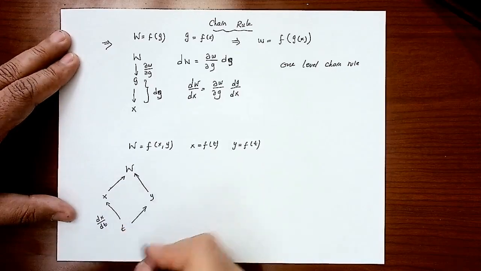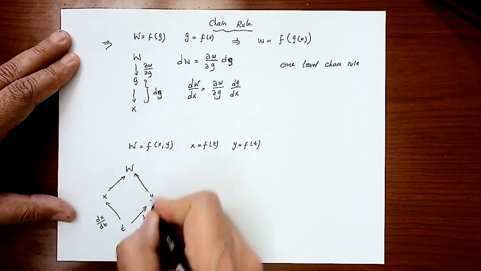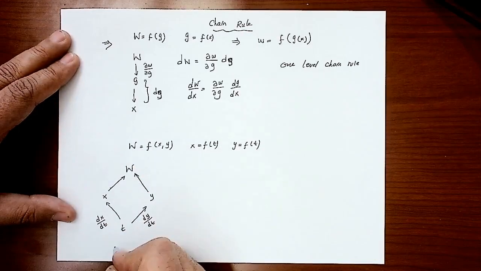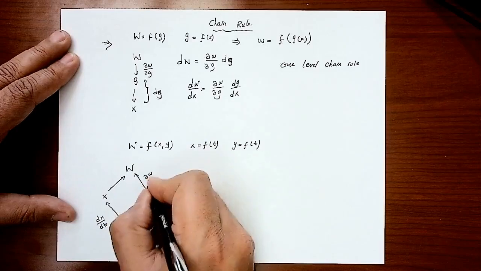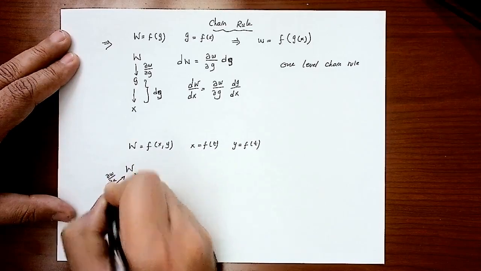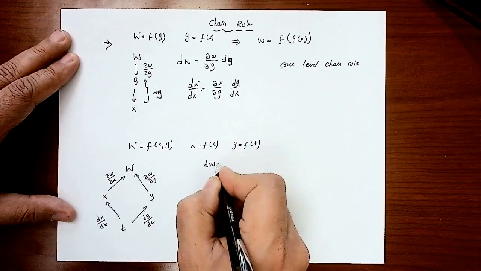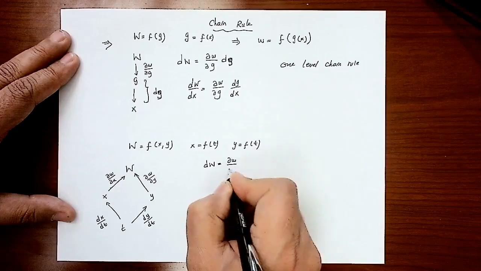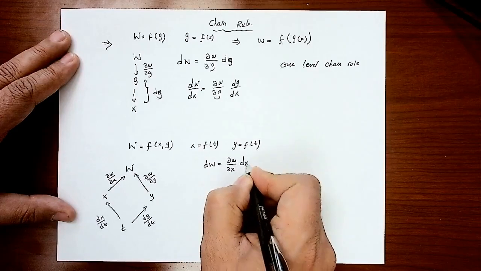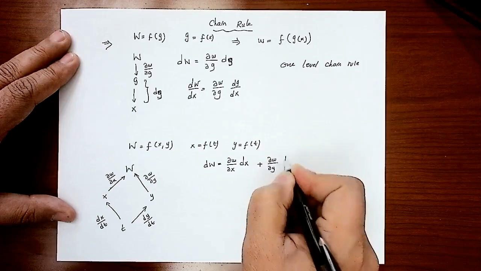Or you can call it dx for now. This is going to be dy by dt. But W, because it's more dependent on different levels, this will be partial w by partial y, and this will be partial w by partial x. So if you want to get dw, it will be partial w by partial x times the variation of x plus partial w by partial y times dy.